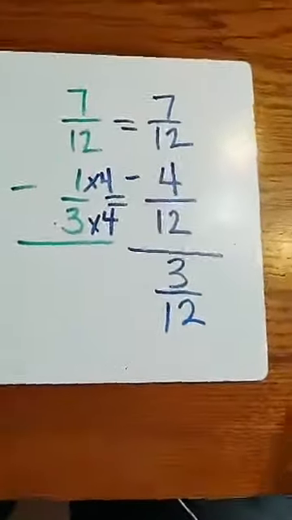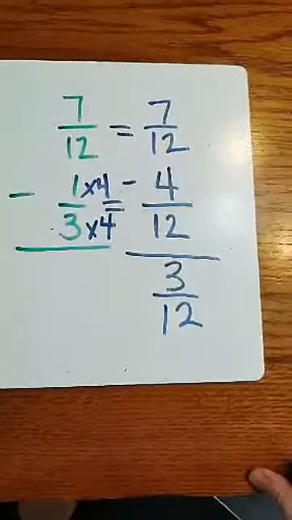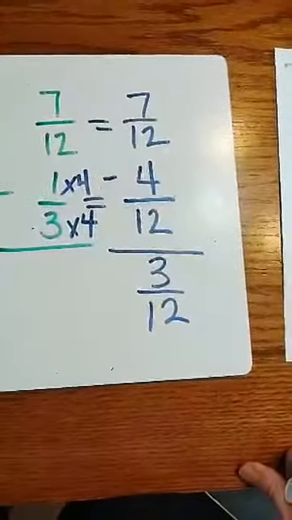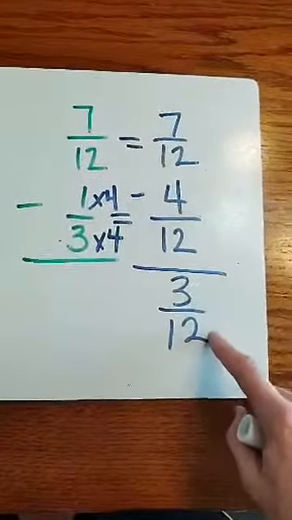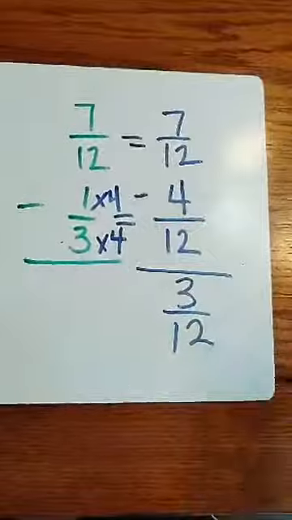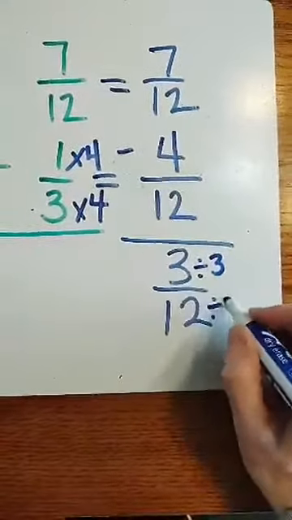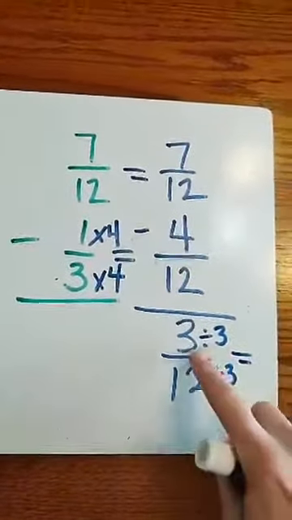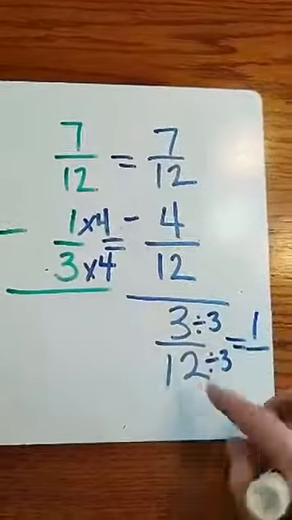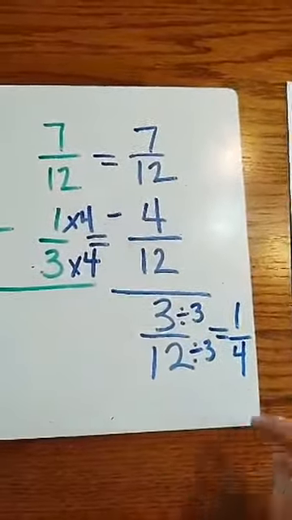Every time I'm working with a fraction answer, I need to say to myself, can I simplify that? Can I reduce that? Is there something I could divide both of these by? And the answer is yes, I can divide those both by 3. Remember, whatever you do to the top, you do to the bottom. So 3 divided by 3 is 1. 12 divided by 3 is 4. I have reduced my fraction.